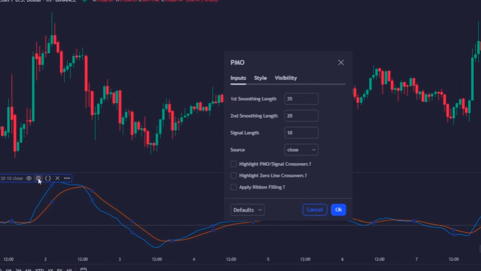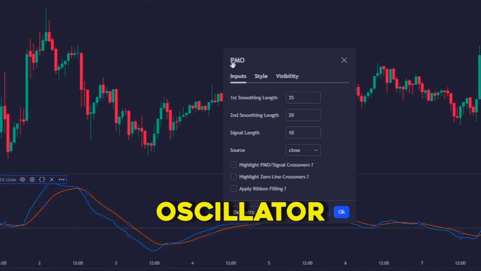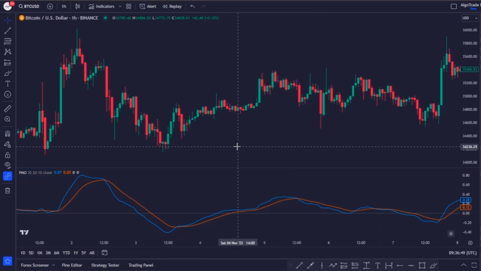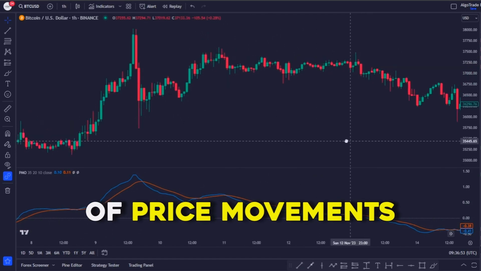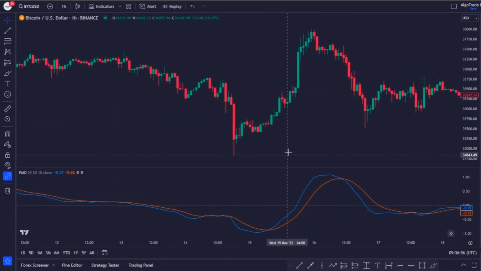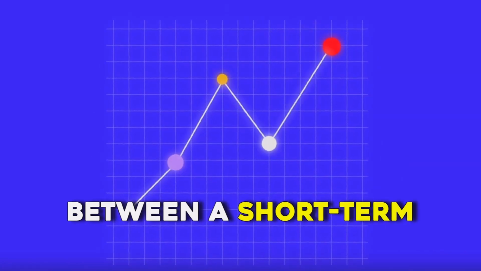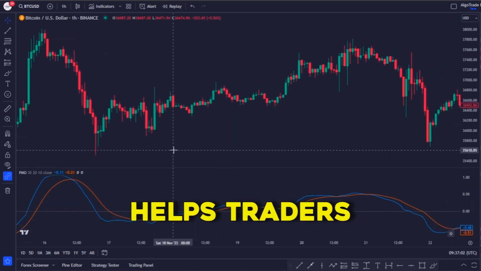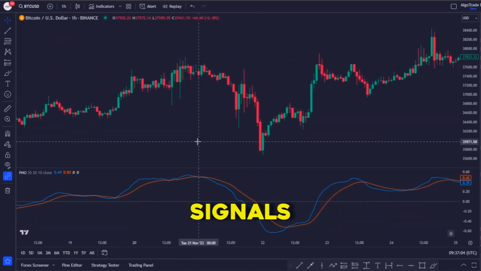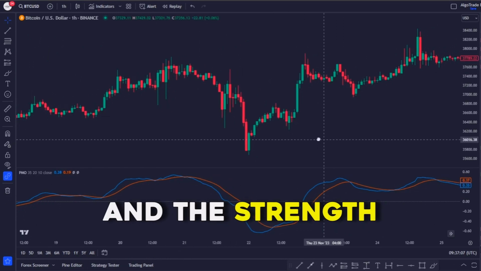So, today's indicator is called the Price Momentum Oscillator, or PMO. As the name suggests, it is a technical analysis tool used to measure the momentum of price movements in a financial asset. It calculates the difference between the short-term and the long-term moving average of closing prices and helps traders identify potential entry signals, reversals, and the strength of the momentum.